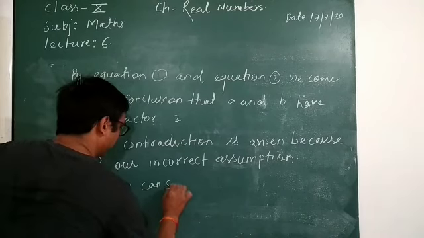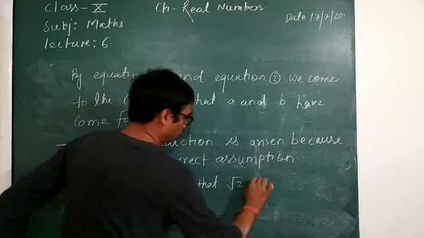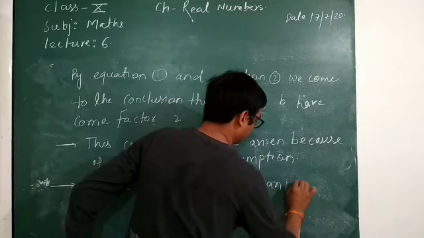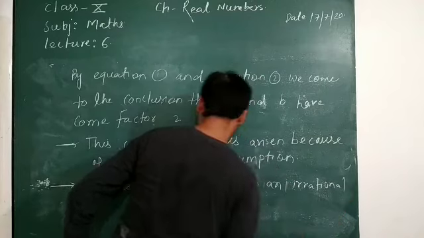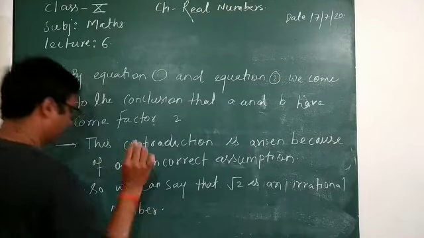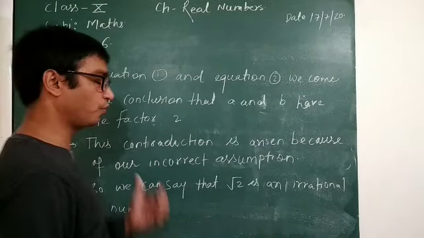we can say that root 2 is an irrational number. Okay, we are coming to the conclusion and this is our proof.